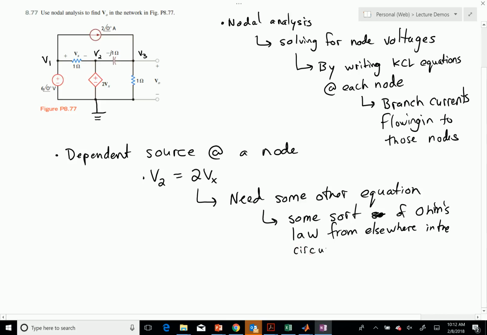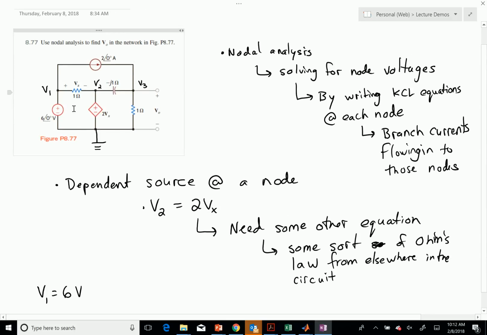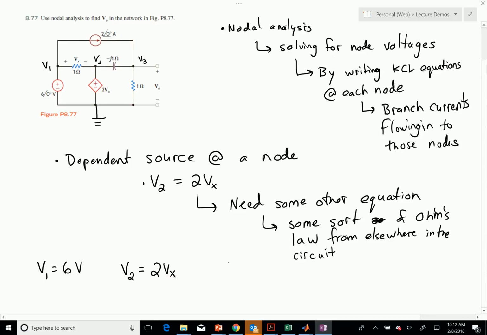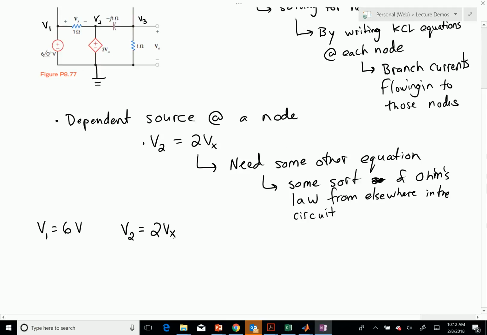Okay, so let's see if we can understand that here. In this particular case, I already know V1 is equal to 6 volts. That's already set because I have an independent source at that node. I can see that for V2, there's no sense in writing a KCL here. I know I did that in class, but I really don't have to. I can say that V2 equals 2Vx. Now, I don't know what Vx is. That's a little bit of a problem.